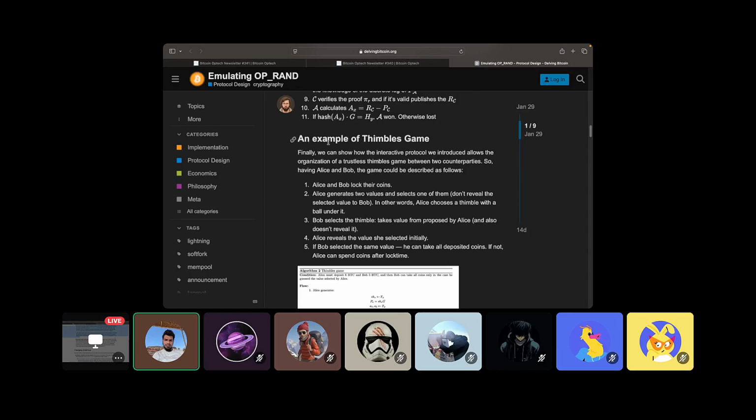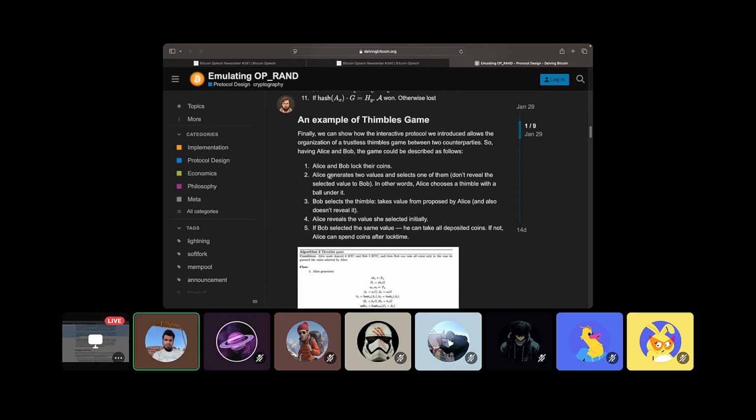Sorry, an example of thimbles game, right? Finally, we can show how the interactive protocol we introduced allows the organization of a trustless thimbles game between two counterparties. So having Alice and Bob, the game could be described as follows, right? Alice and Bob lock their coins.